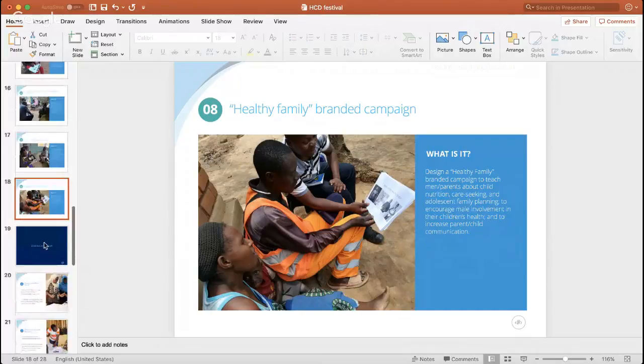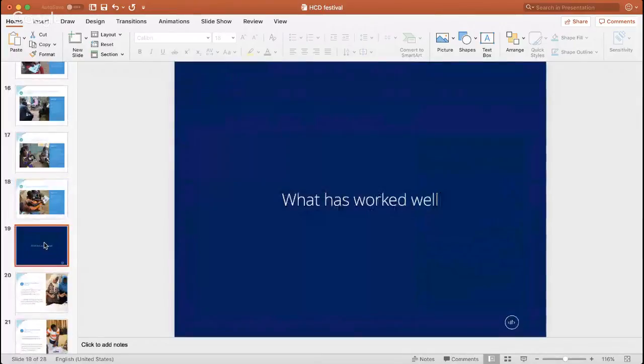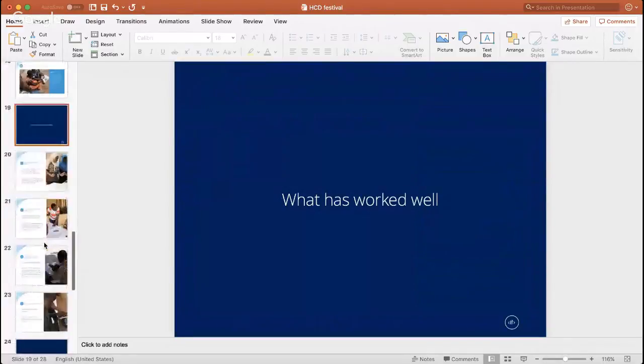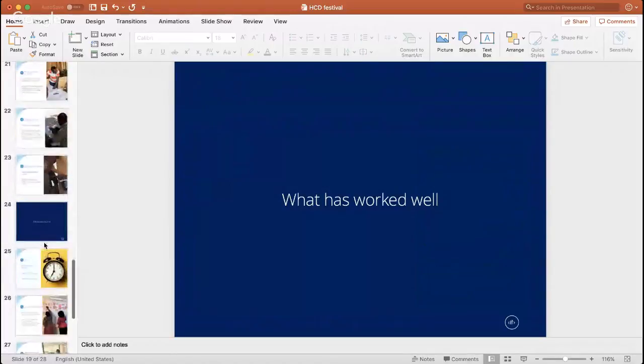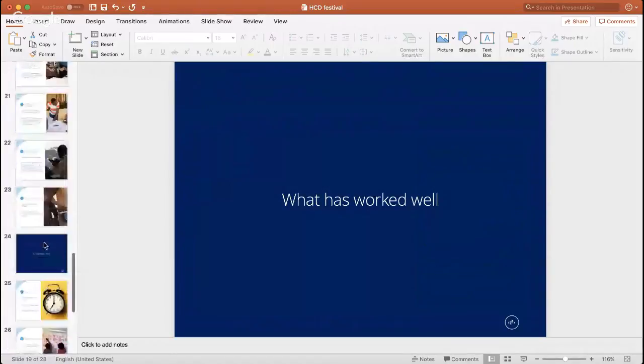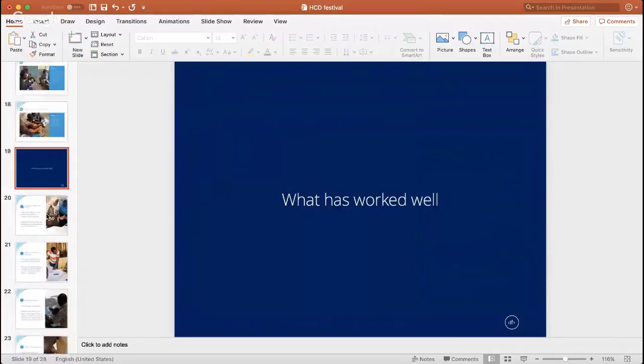So I'm going to share with you some of the lessons, not only from this project, but also from other projects of my colleagues from Think Action in other countries. Four things that have worked very well, and three challenges that we have faced and that we think we can do much, much better. So, what has worked well.